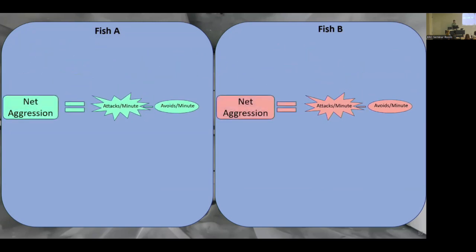And we can take the difference between those two and have that be that individual's net aggression. So an individual that's attacking a lot more than they're avoiding has a high net aggression. An individual that's avoiding a lot more than attacking is going to have a low, negative net aggression. However, because an attack by one individual does not always necessarily mean an avoid by another, they might just both be attacking or one might ignore the other.